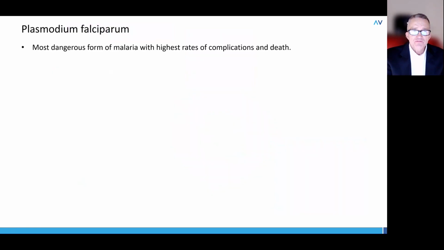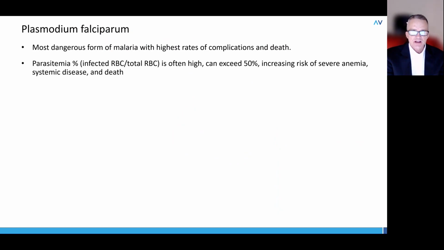So a bit about Plasmodium falciparum, which is what we suspect in our patient. It's the most dangerous form of malaria. It's got the highest rates of complications and death. The level of parasitemia in falciparum is generally higher than in other species. And that's calculated by the number of infected red blood cells divided by the total red blood cells. It can sometimes exceed 50% of total red cells. And the higher it is, the risk is higher for developing severe anemia, systemic disease, and even death.